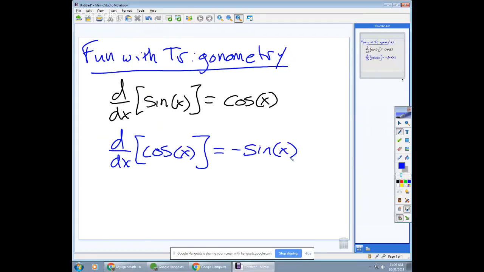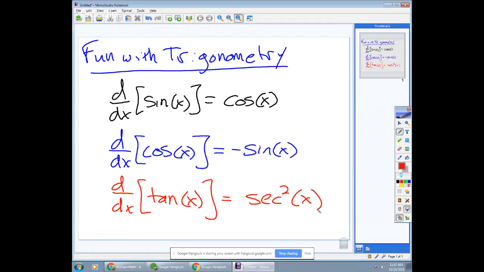Always happens. And I think we actually got to tangent too. Yeah, we did. Derivative of the tangent of x. It's not a cofunction, so it's not negative. It is the secant squared. We got another one too. And we got the cotangent too. We did do cotangent too? Awesome. Okay. Squeeze that in here then.